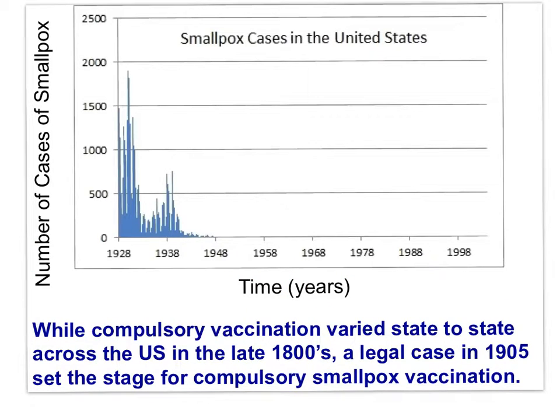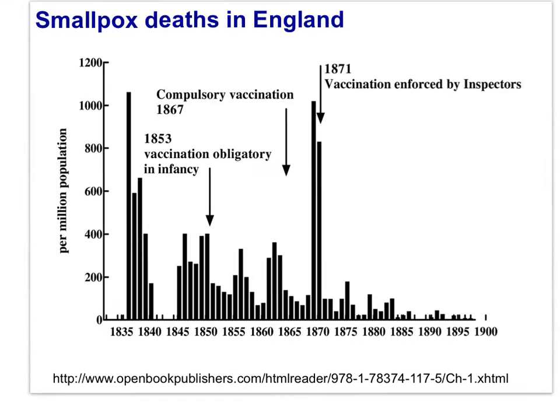This graph shows the number of smallpox deaths across the U.S. in the early 1900s. While compulsory vaccination varied state to state across the U.S. in the late 1800s, a legal case in 1905 set the stage for compulsory smallpox vaccination. Once compulsory smallpox vaccination was enforced by inspectors, the deaths due to smallpox in England dropped dramatically.